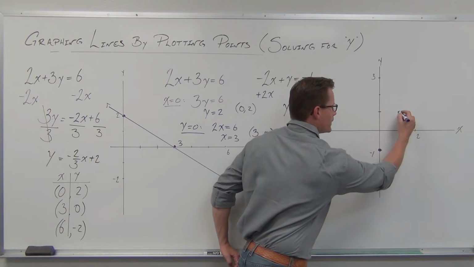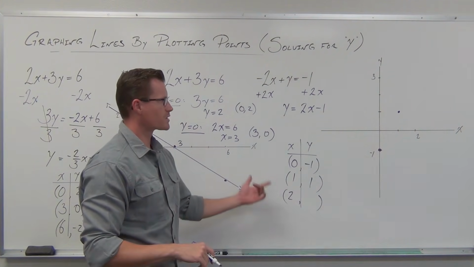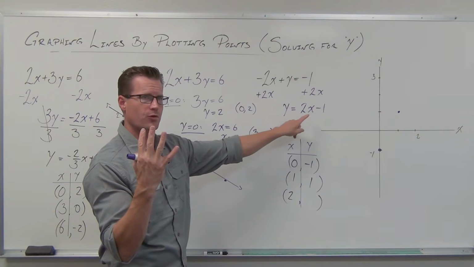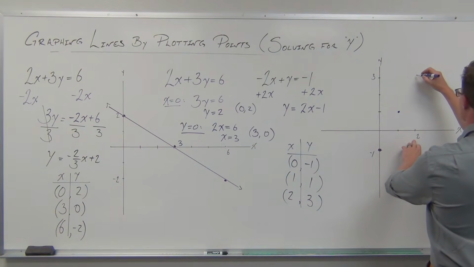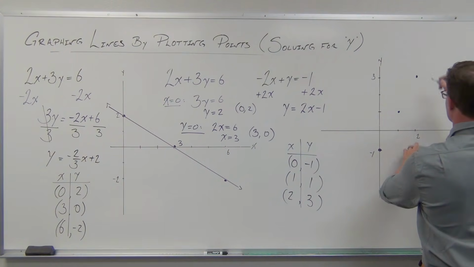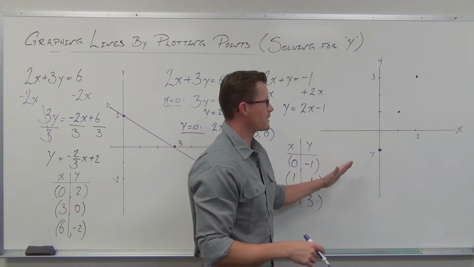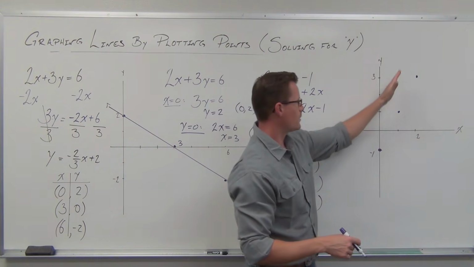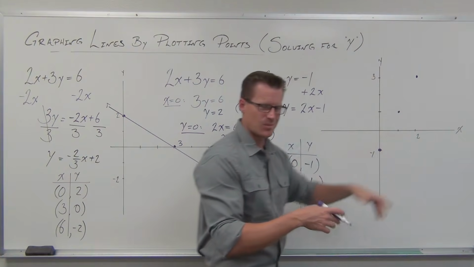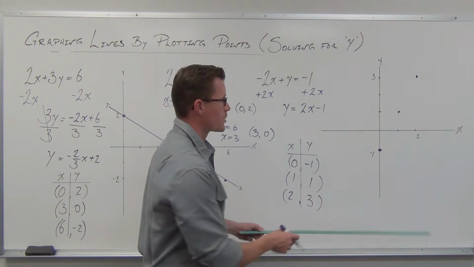That's right about there. The last point, let's plug in 2. 2 times 2 is 4. 4 minus 1 is 3. So we get 2, 3. That's right about there. It looks good to me. I know that I'm going up. Interesting. It looks straight. I don't have any points way out of whack. So I'm going to draw my line.